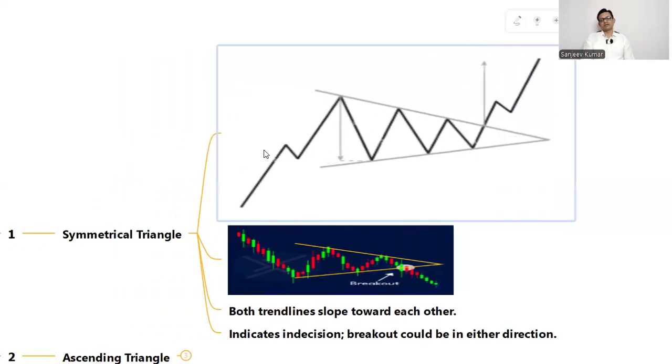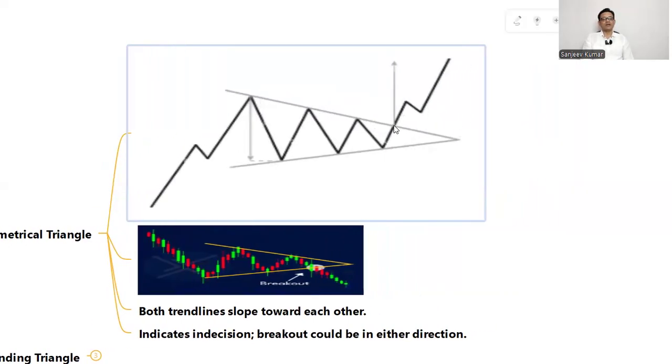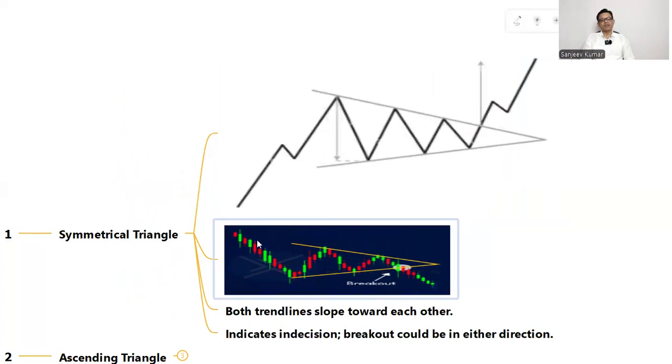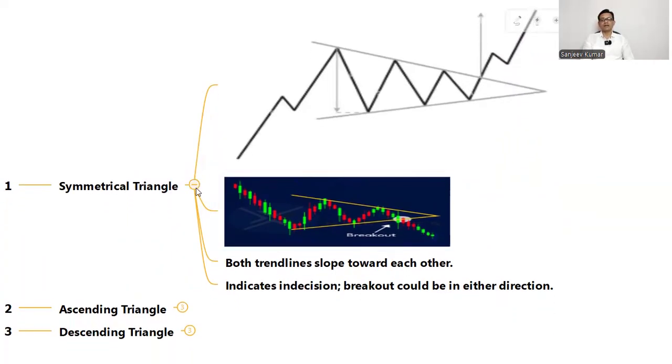This is symmetrical triangle. And whenever it gives you the breakout with high volume, this is the confirmation of symmetrical triangle. It means your uptrend will continue. The same thing will happen in downtrend. Share price in downtrend, it will continue in downtrend. This is symmetrical triangle.